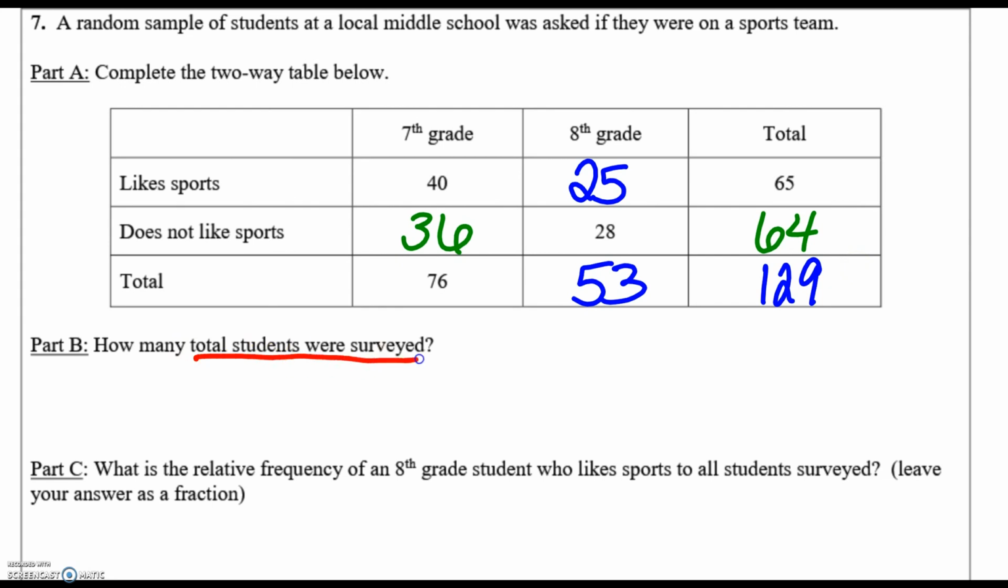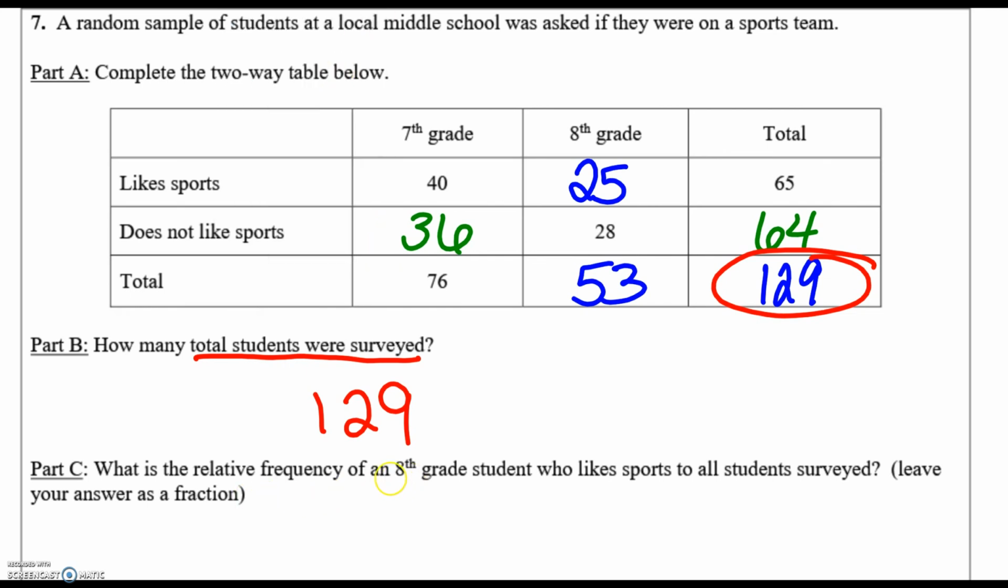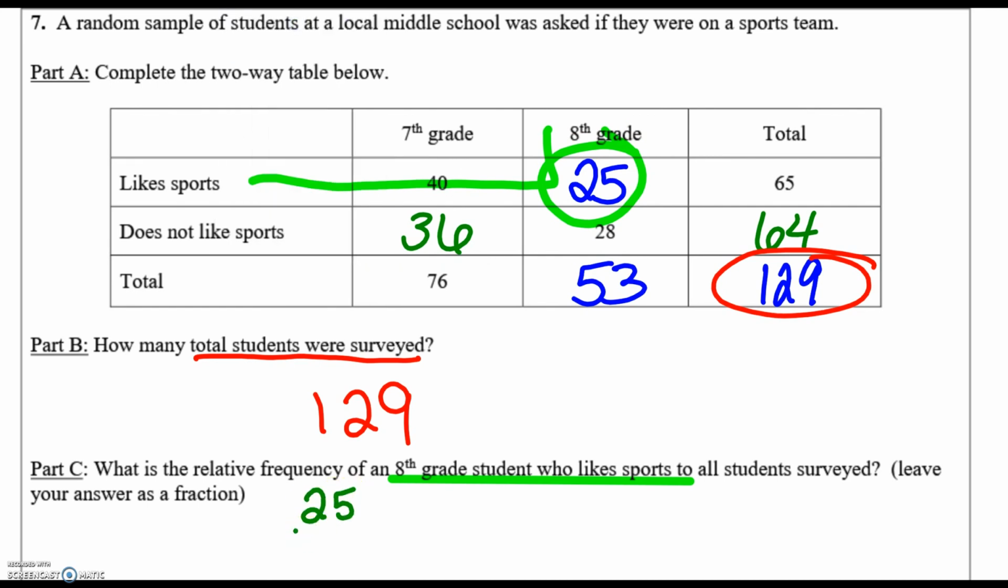So for here, how many total students were surveyed? We look at that bottom right box. So 129 were surveyed. For part C, it says, what is the relative frequency of an 8th grade student who likes sports? So like sports and 8th grade, we're looking at a numerator of 25. So our numerator is 25, and it's out of all the students surveyed, which was 129. So 25 out of 129.